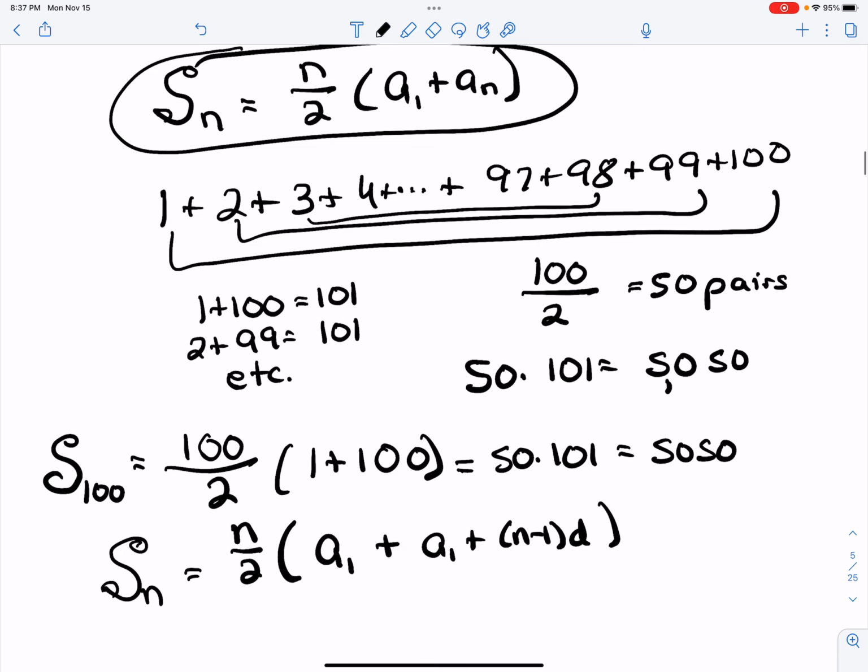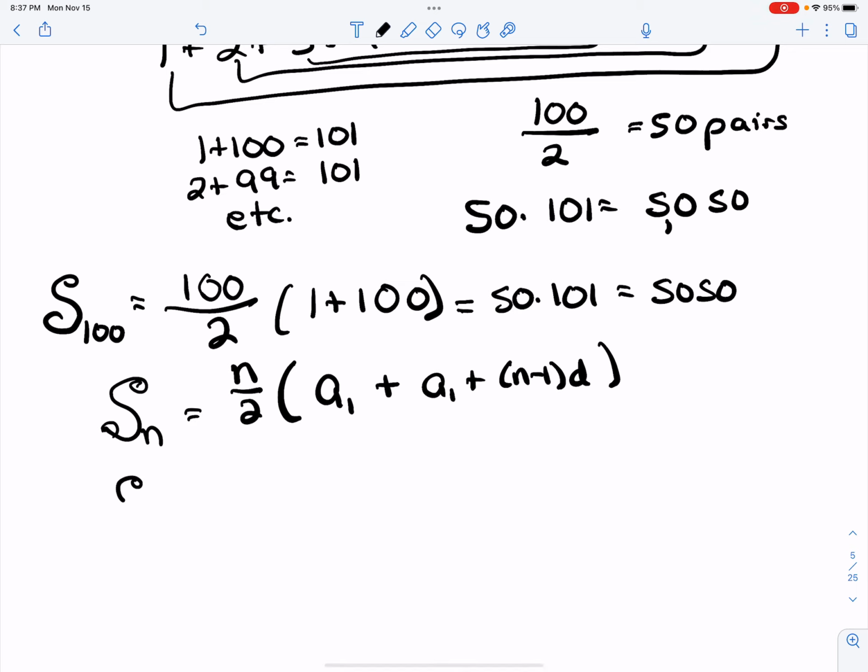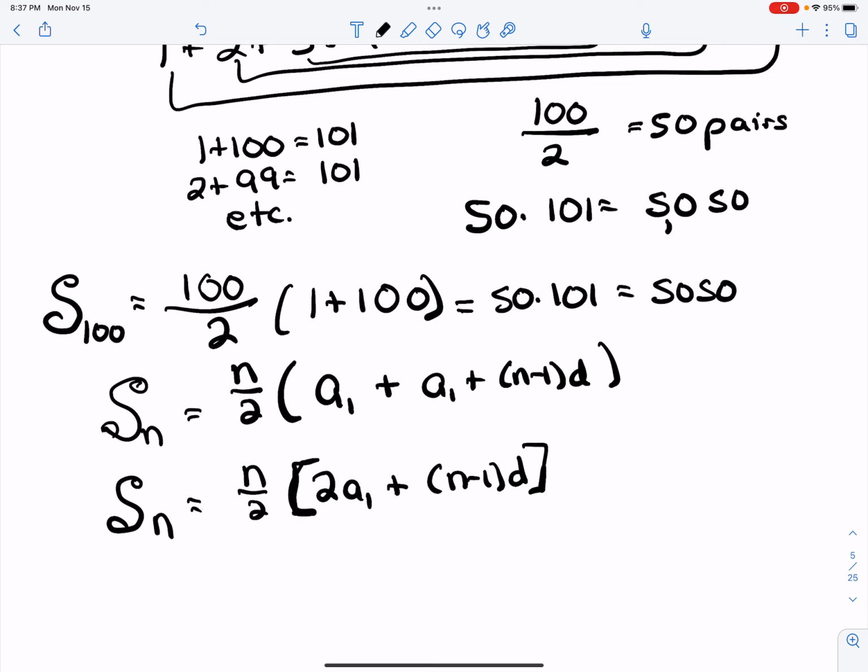So you could end up with S sub n equals n over 2 times [2a sub 1 plus (n minus 1) times d]. Should probably use a bracket around that since there's a little parenthesis inside. So that's another form of the formula.